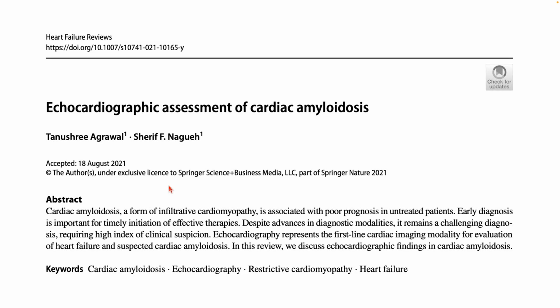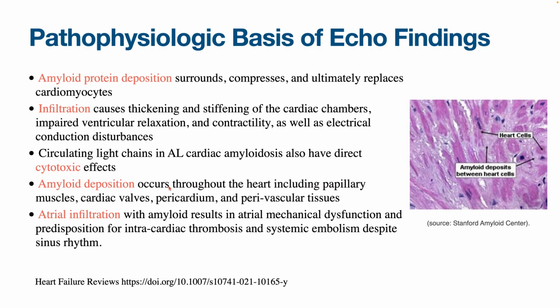There's a very nice paper that was actually presented by Dr. Sharif Nagwa, who is our god of diastolic dysfunction. From Methodist Hospital in Texas, they wrote this very nice summary article on echo assessment. It was published in 2021 in Heart Failure Review. The way that they put it all together is very nice and organized. And before we go there, we're going to talk about why we have these echo findings with amyloidosis.